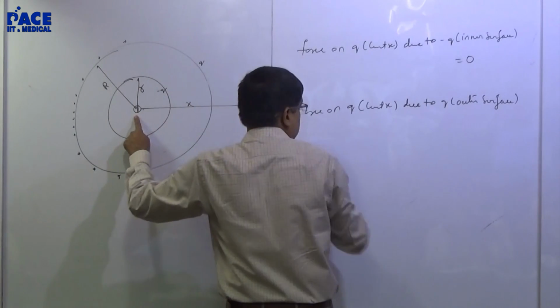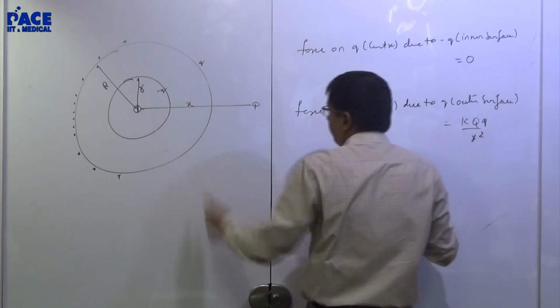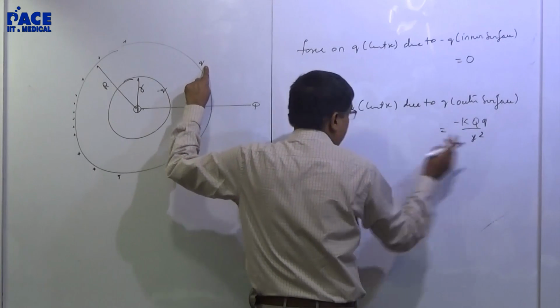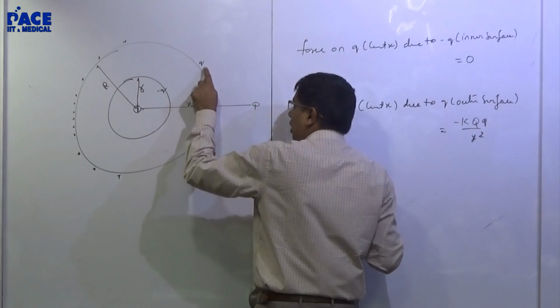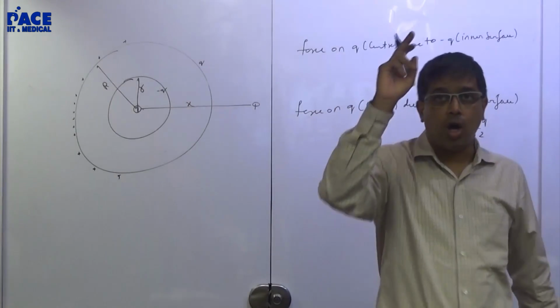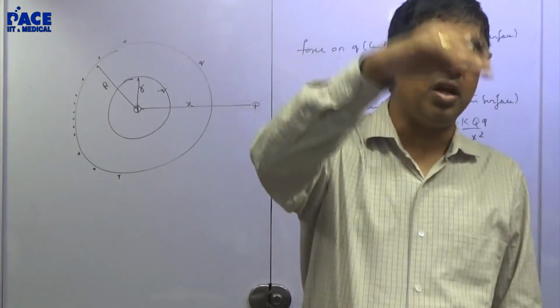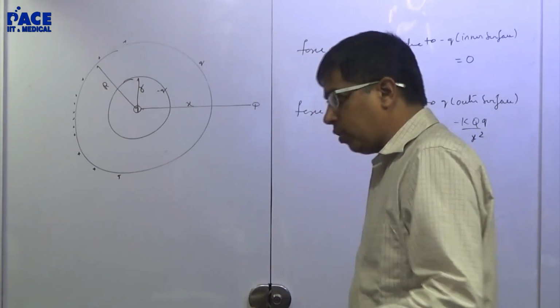Force on small q due to capital Q will be k capital Q small q by x square. This will have a negative sign. Whatever is the force on it due to capital Q will be cancelled out by this particular charge distribution. All external charges put together will give us zero field everywhere. Is the logic clear? All of you?